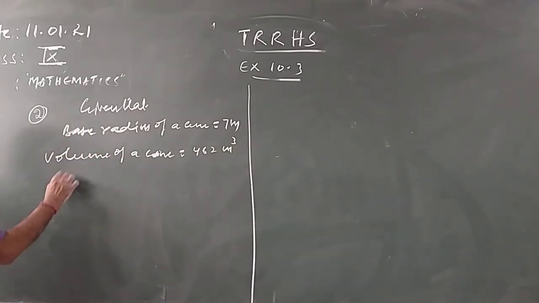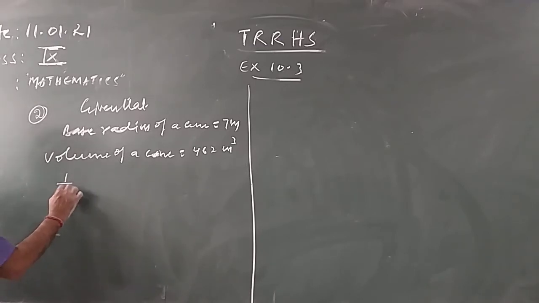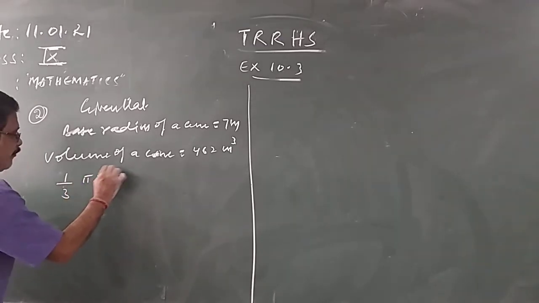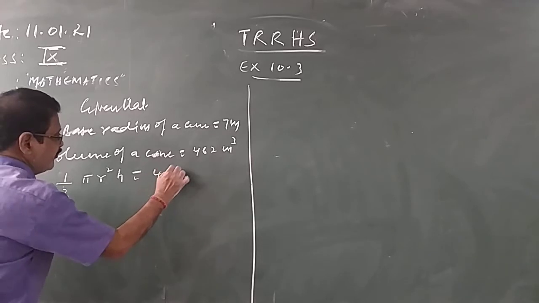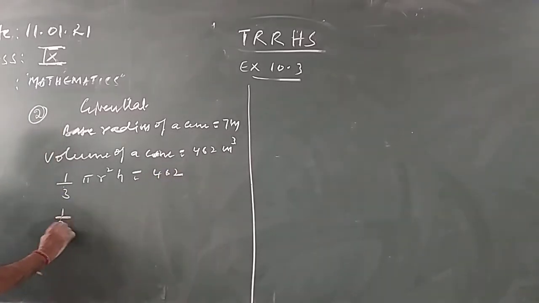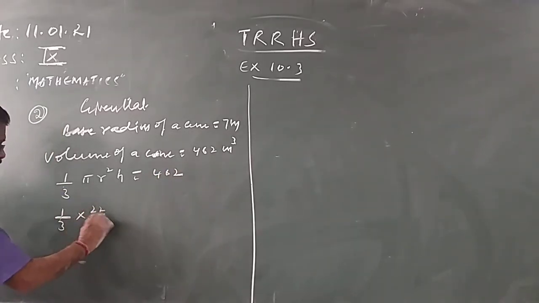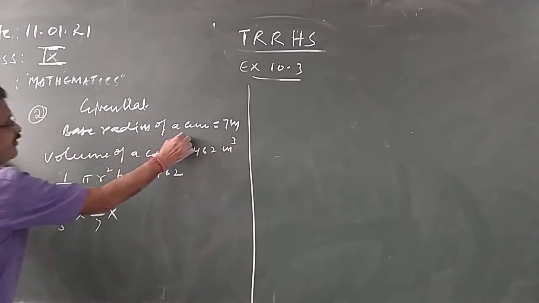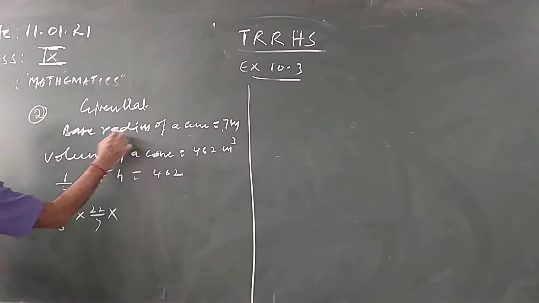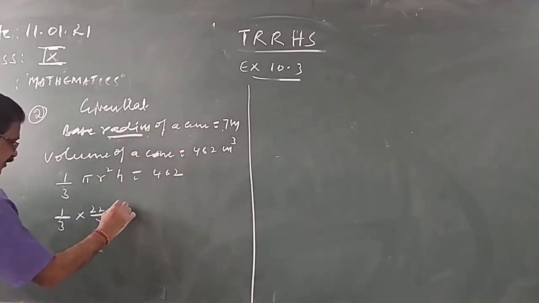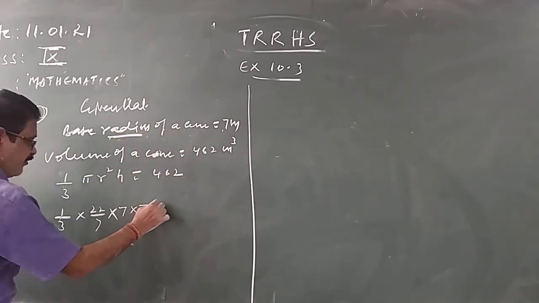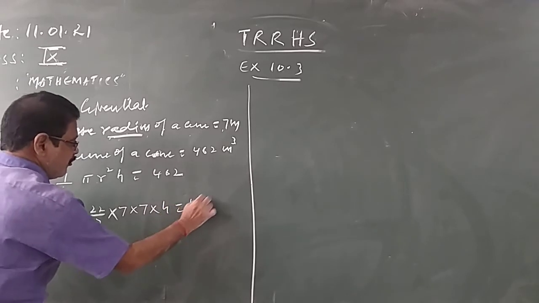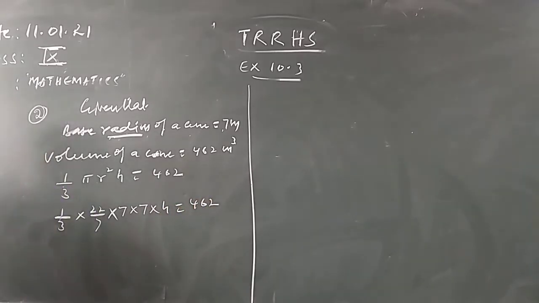The volume of a cone formula is what? 1/3 pi r square h. 1/3 pi r square h is equal to 462. So pi value we know is 22 by 7. Radius r is equal to how much, given? Base radius, this is r. r is equal to 7. So 1/3 into 22 by 7 into 7 square, 7 into 7 into h is equal to 462. Now you can find out h.